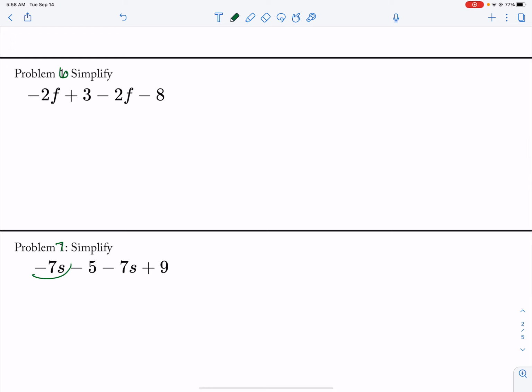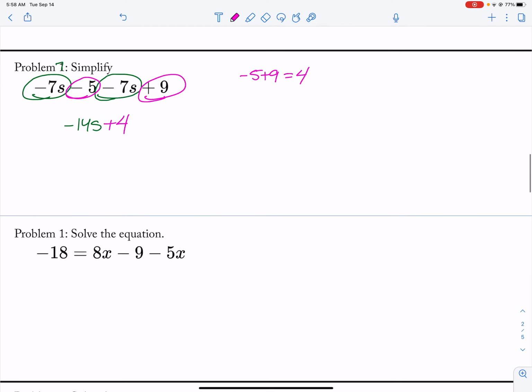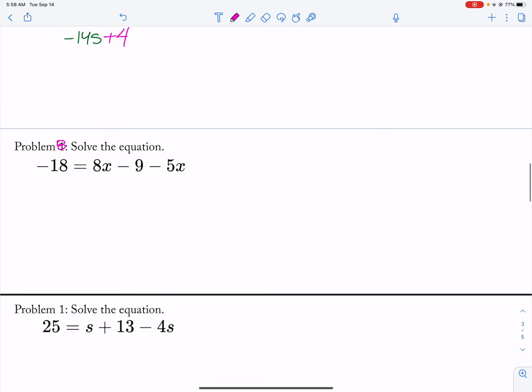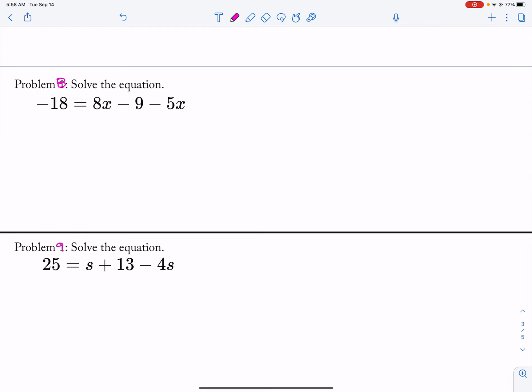So again, I take my terms that have s in it. So -7 minus 7 gives me a -14. And then I have a -5 plus 9. So it's like -5 plus 9, which is a positive 4. This should have been 8. This should have been 9.